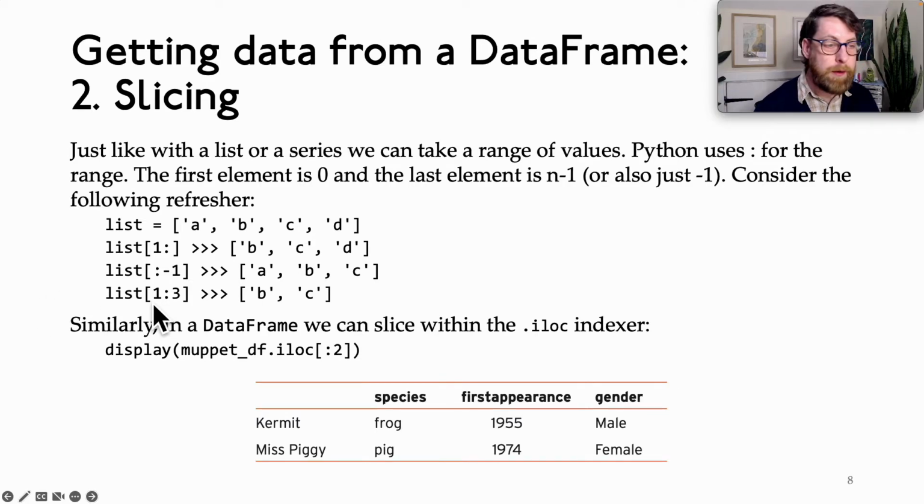So now imagine how we might do that with a data frame rather than just with a list. So if we did iloc colon 2, in this case right here, we're only going to get up to the first 2 entries. So we got Kermit and Miss Piggy, but we didn't see Gonzo.